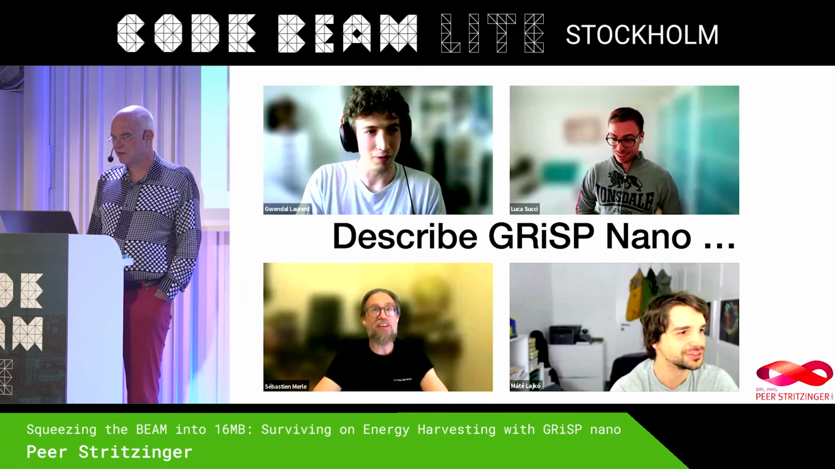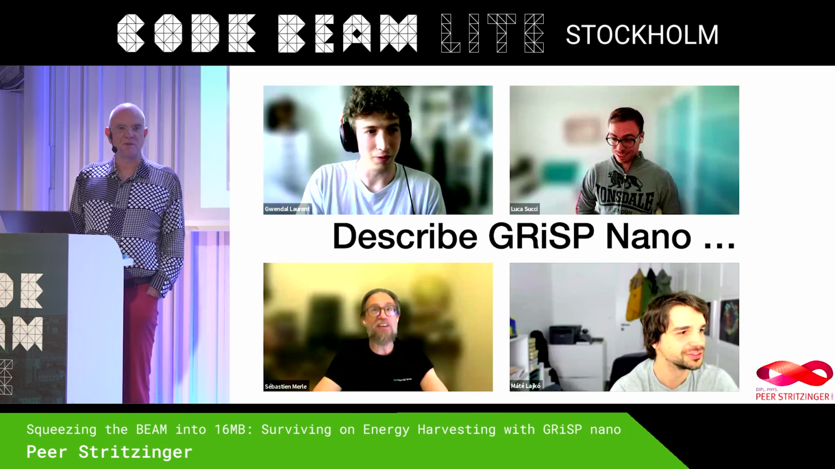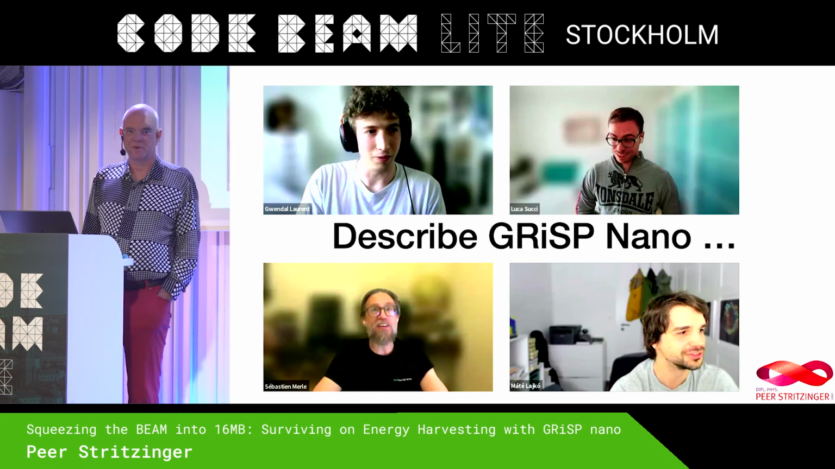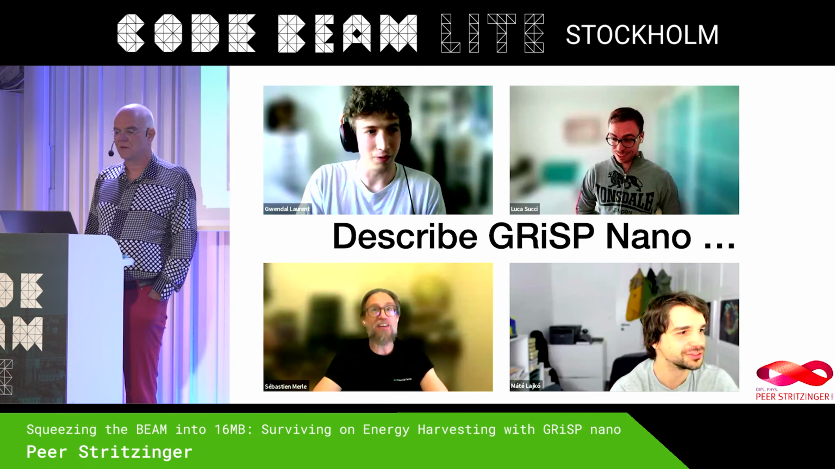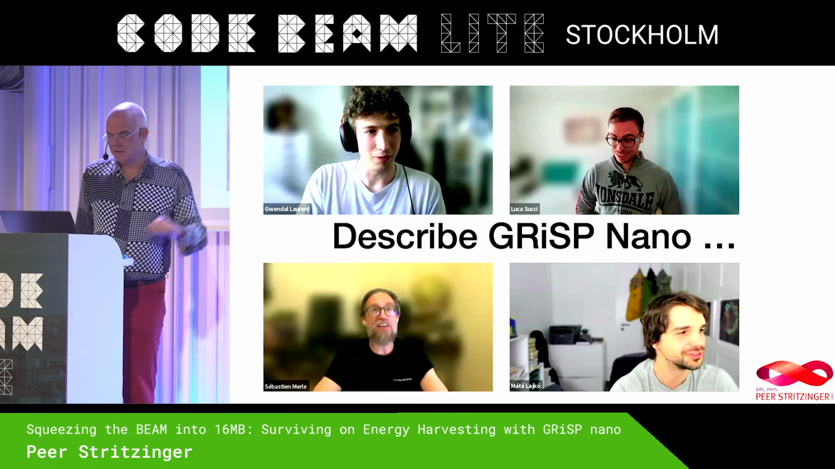So we did a little crunch, and I wanted to give the 4 people who crunched the most a chance to describe GRiSP Nano in 1 sentence. Most of them chose 1 word, by the way. You can read the names: Gwenda, Luca, Sebastian, and Mate.